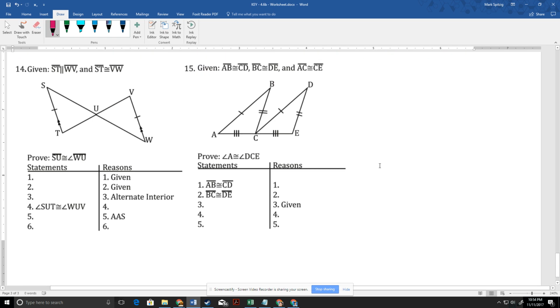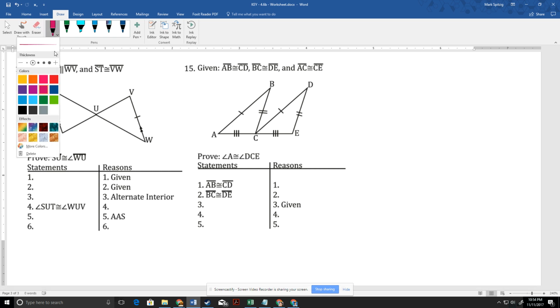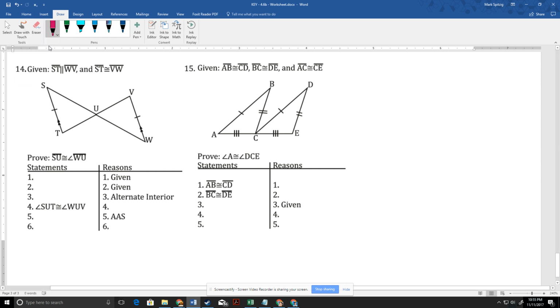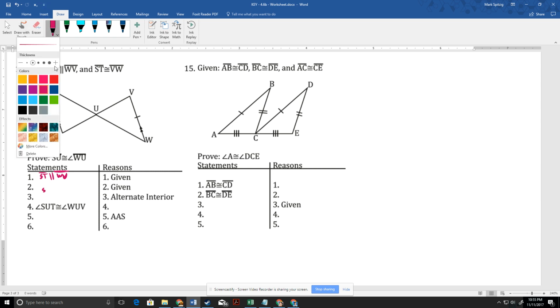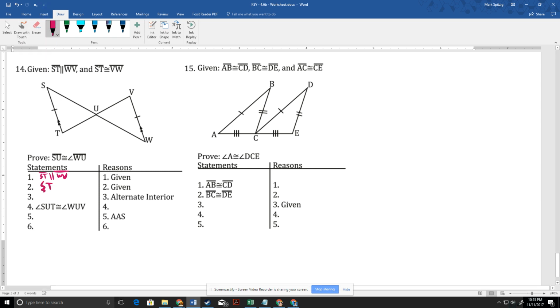All right, finally we can get to these last two here. It does say we can just write in the two givens, which we know is that ST is parallel to WV, and ST is congruent to VW. Those are both given, and they're both marked. And we know, again, if parallel, alternate interior angles are congruent, so let's fill that in.